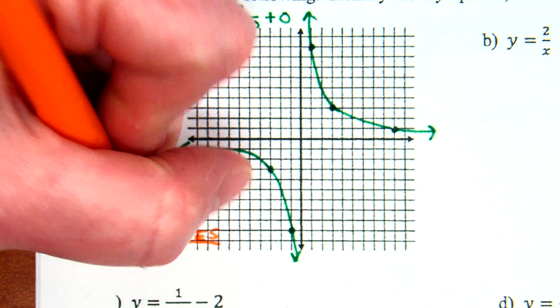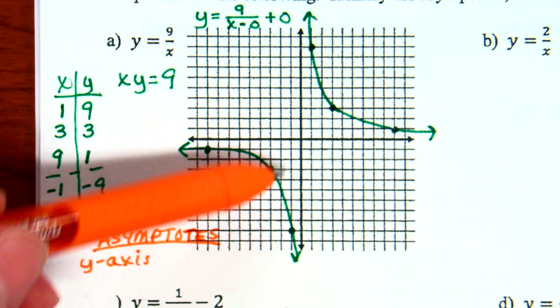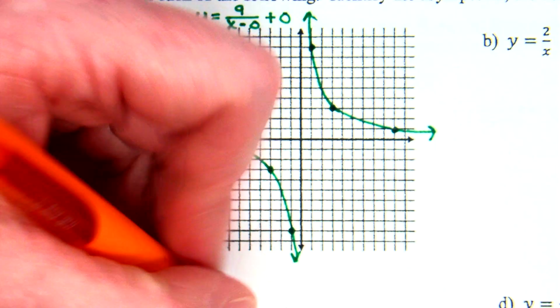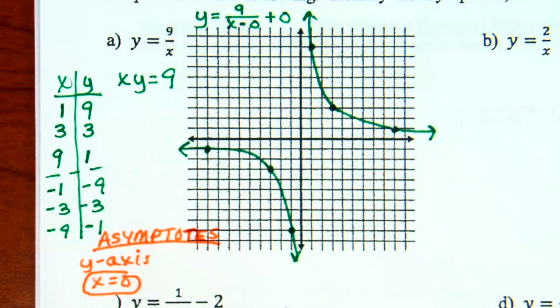So, if I start with the y-axis, what is the equation of the y-axis? It's a vertical line that cuts through the x-axis at x equals what point? 0. Okay, it's vertical, and vertical lines are always x equals a number. Because it cuts through the x-axis at 0, the y-axis is called x equals 0. Your vertical asymptote will always be x equals a number.